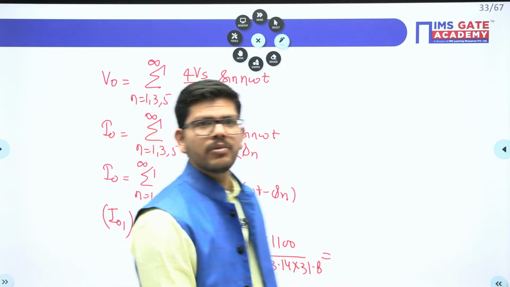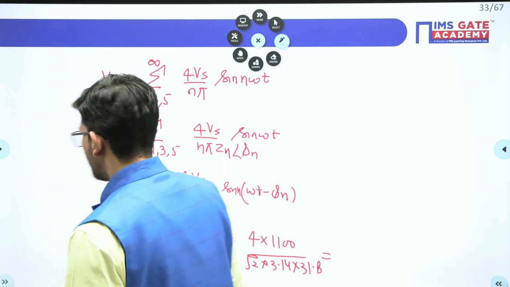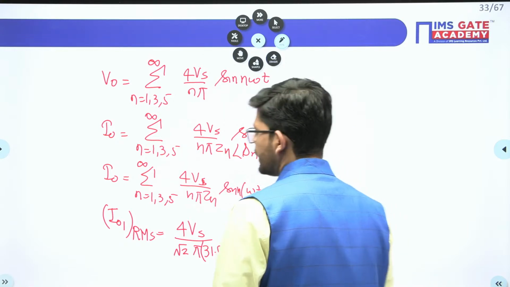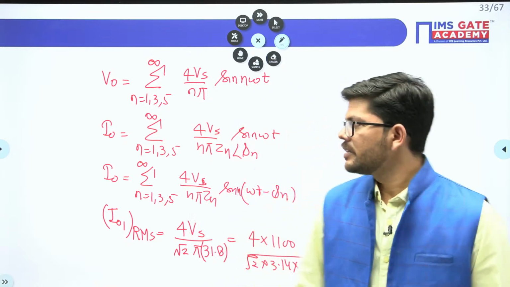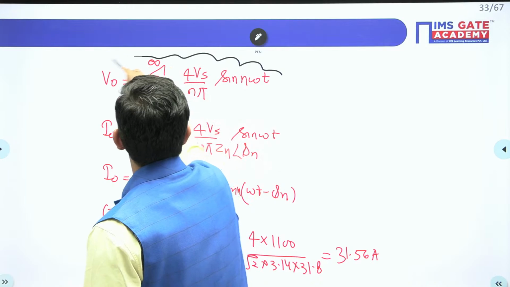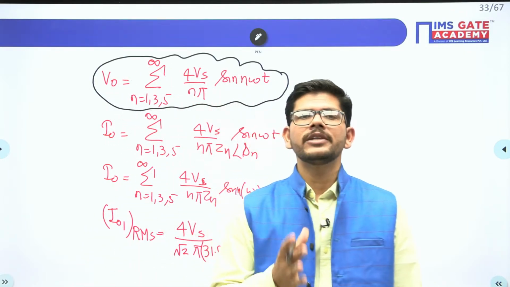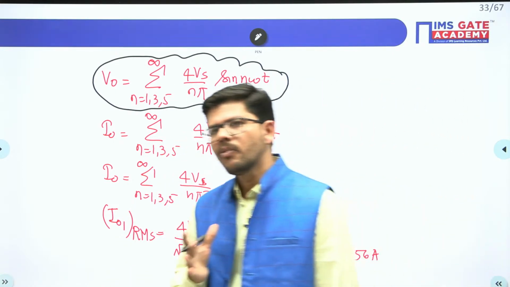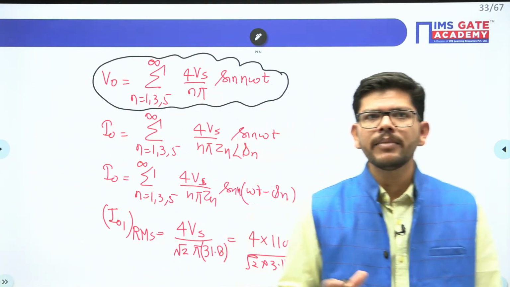So can you calculate how much the RMS component of current will be, guys? The RMS component of current will be 31.56 amperes here. Okay. So if you just remember this particular formula of the Fourier series expression of a single phase full bridge inverter, you can solve n number of problems very easily.